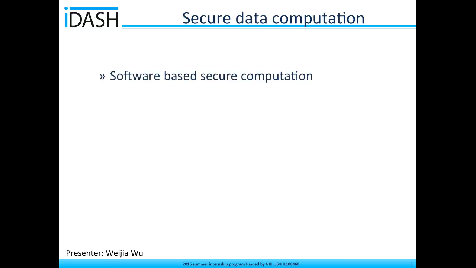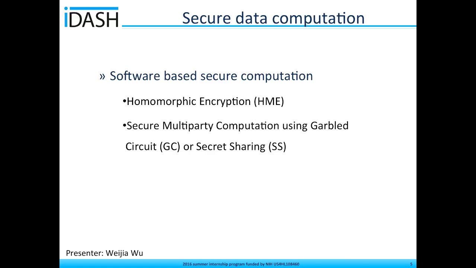Here are several secure data computation solutions. The first one is software-based secure computation, including homomorphic encryption and secure multi-party computation using garbled circuit or secret sharing. But all these software-based secure computations suffer from scalability issues in handling large-scale genomic data. This has been introduced by Chen Hong in the previous presentation, and we will directly introduce the second one.